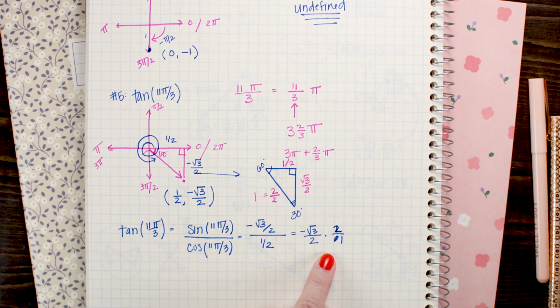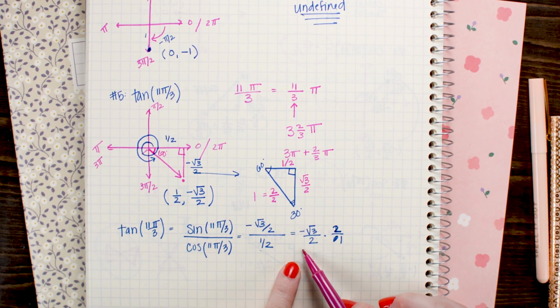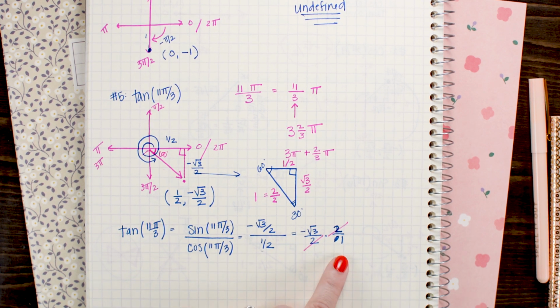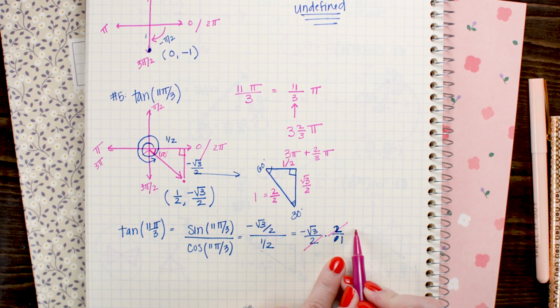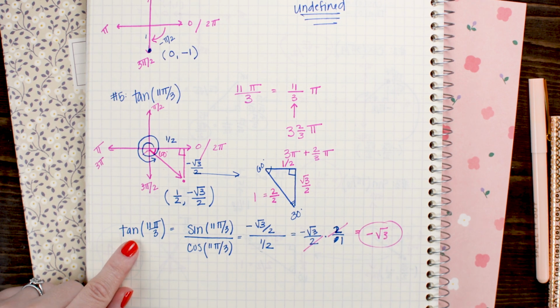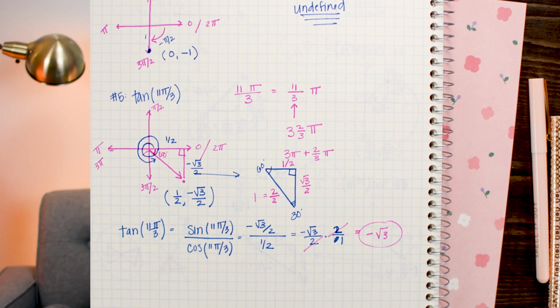Next, what I see is that I can nicely cross-cancel these 2's, and I'm left with negative square root 3 over 1, or simply negative square root 3. All right, so that is the answer to tangent at 11 pi over 3.